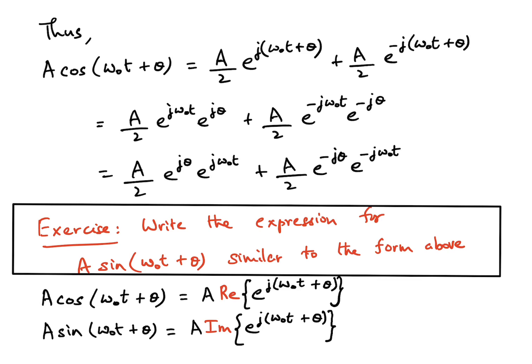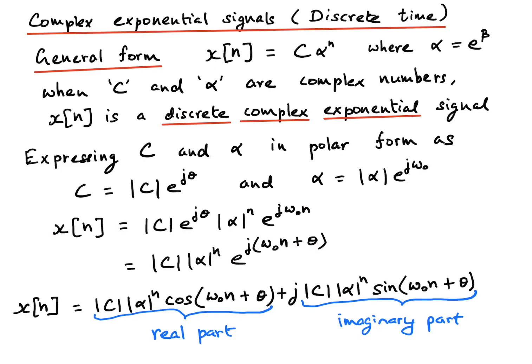Now let us move on to a similar discussion for complex exponentials, but for the discrete case. So we're going to look into discrete complex exponentials, or complex exponential signals in discrete time. Again, the general form for the complex exponential in discrete time is x[n] equal to C alpha^n, and this alpha is e^beta. Now when we choose these parameters C and alpha as complex numbers, we are going to get the discrete complex exponential signal.